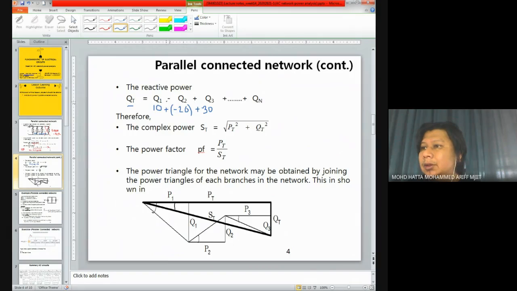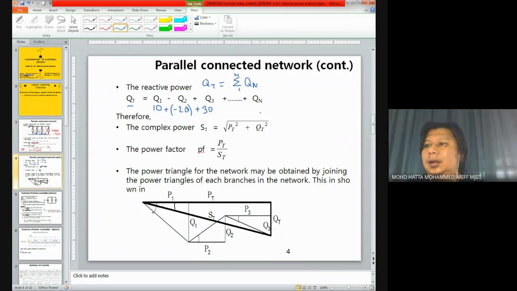It is not because this should be minus. This is because of the sign of our reactive power. Actually, to get reactive power, Q total is the summation from 1 until n of your Qn.